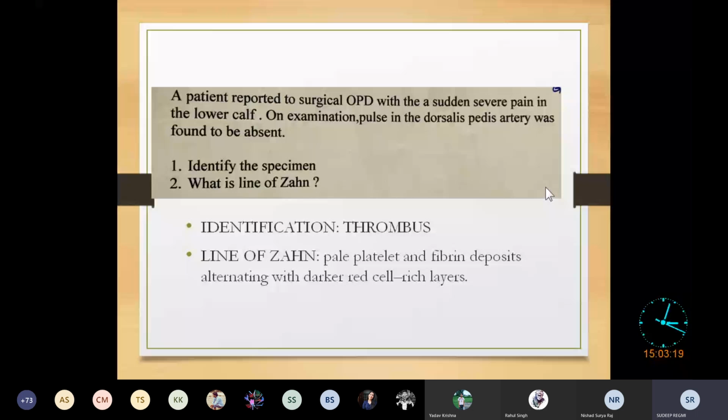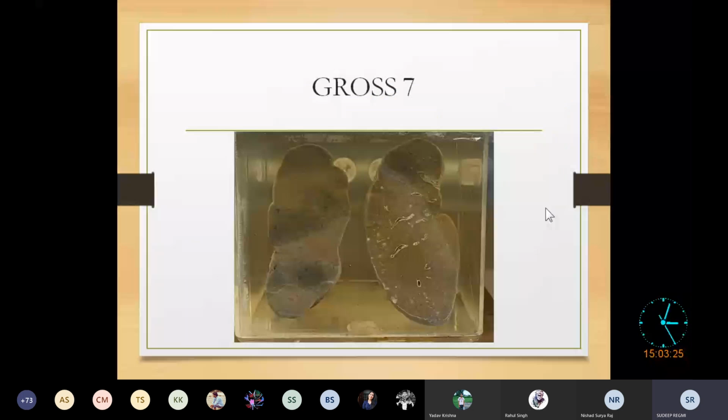Gross number 7. What is this? Can someone describe this? Splenic infarct. Okay, very good. But why do you say this is a splenic infarct? Pale colored area of infarct is seen. Otherwise, the parenchyma of the spleen will be dark.